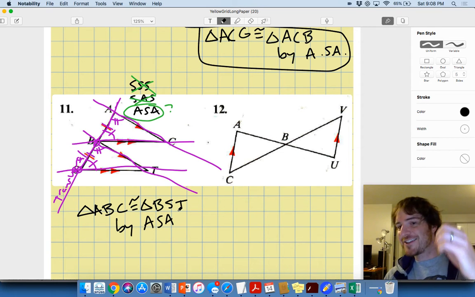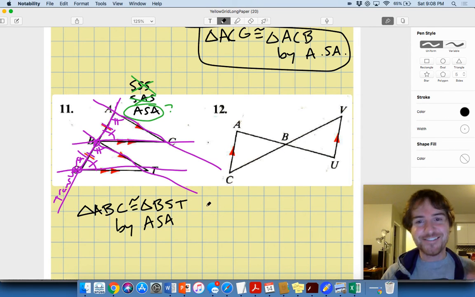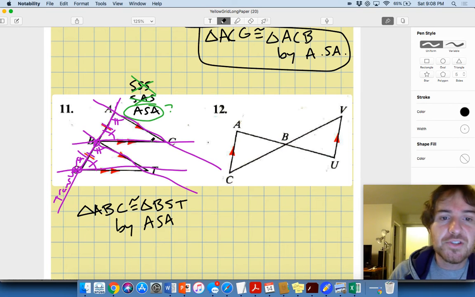Good times, man. Triangles. It's all about triangles, building blocks. It's sweet. It's good stuff. All right, so this one's ASA. We're good to go. We got our answer here.